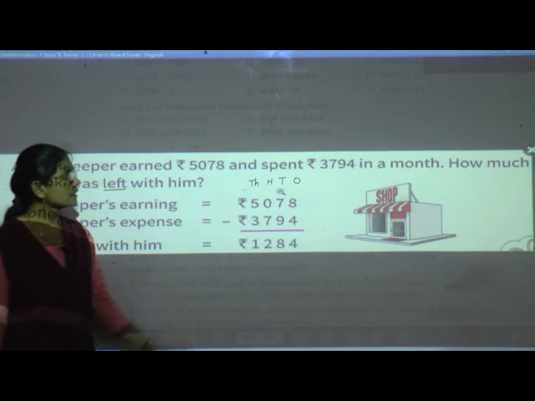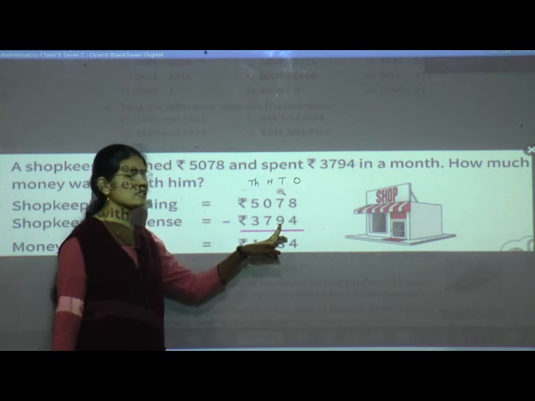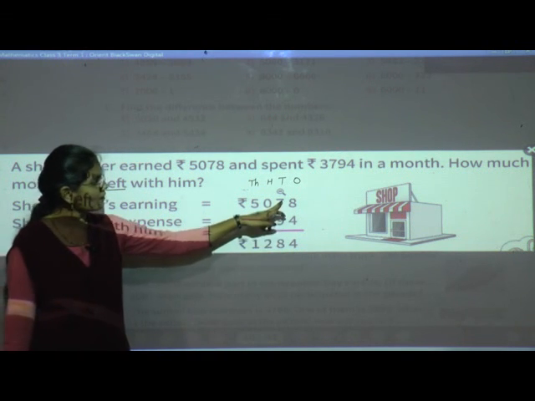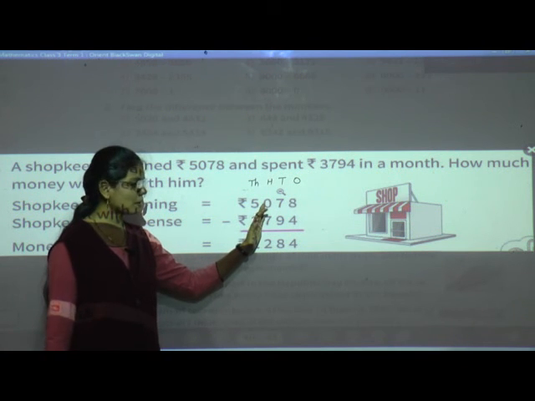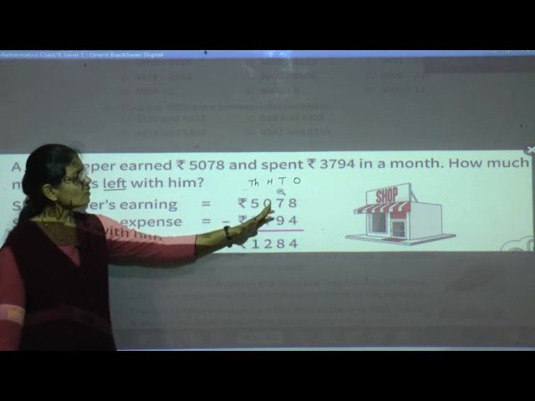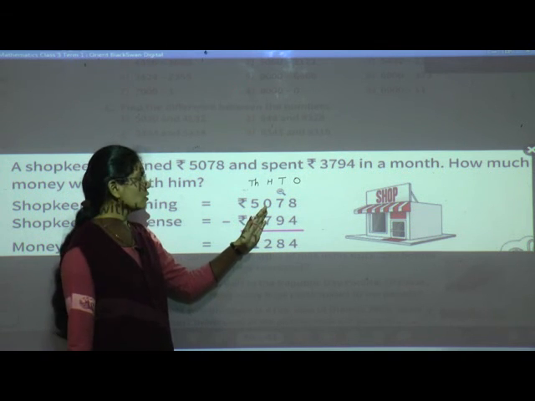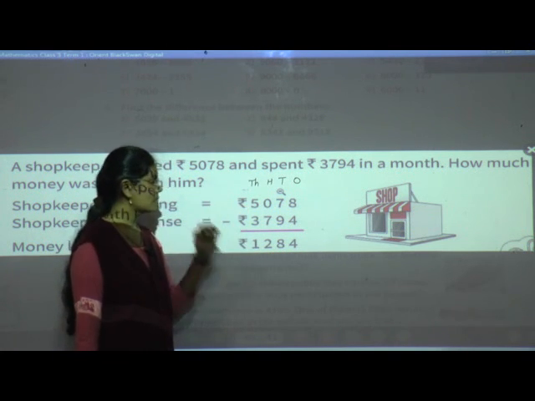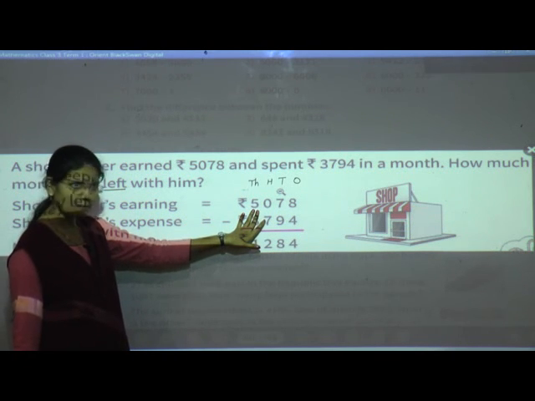Then we will move to the tens place. Here 7 is there, here 9 is there. 7 minus 9 we can't do, because 7 is smaller than 9. So we will go to the neighbor. Who is the neighbor of tens? 100 is the neighbor of tens. But see the 100, already it is 0. So again we will go to the next neighbor. Now who is the next neighbor of 100? 1000 is the neighbor of 100.